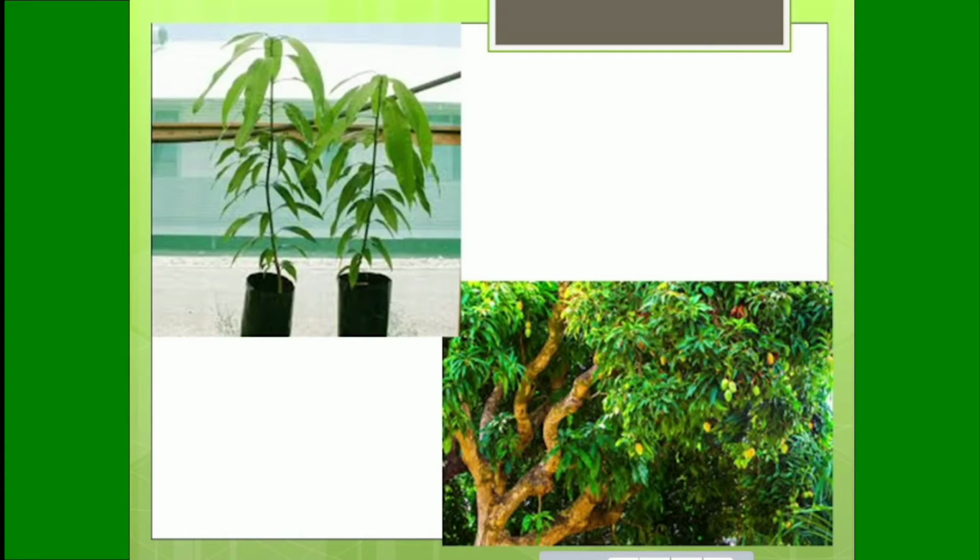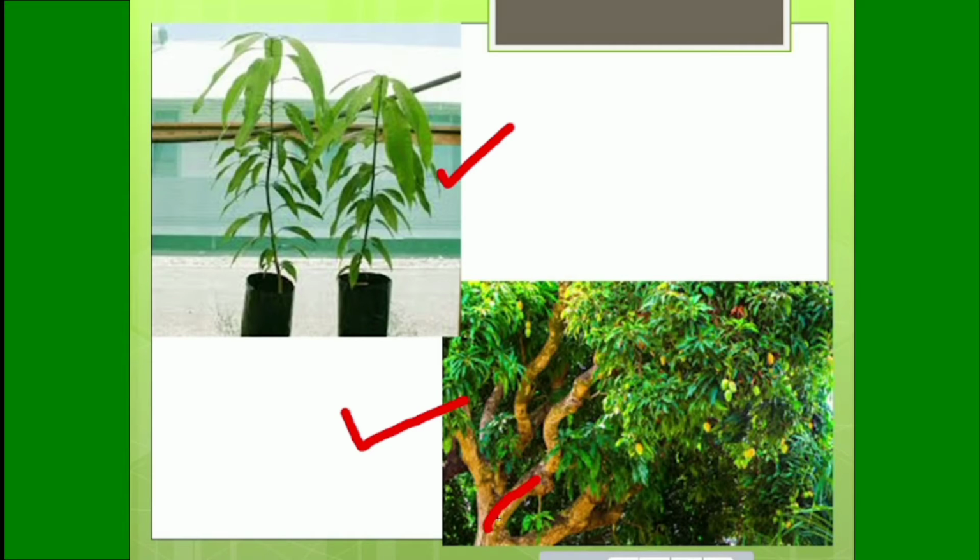Okay, let us see the next picture. Here it is the picture of a mango plant, and here it is a picture of a mango tree. Observe, these are the same plant and tree, but here you can observe that the stem of this plant is green in color, and here you can observe that the stem is brown in color, or we can call it a trunk.